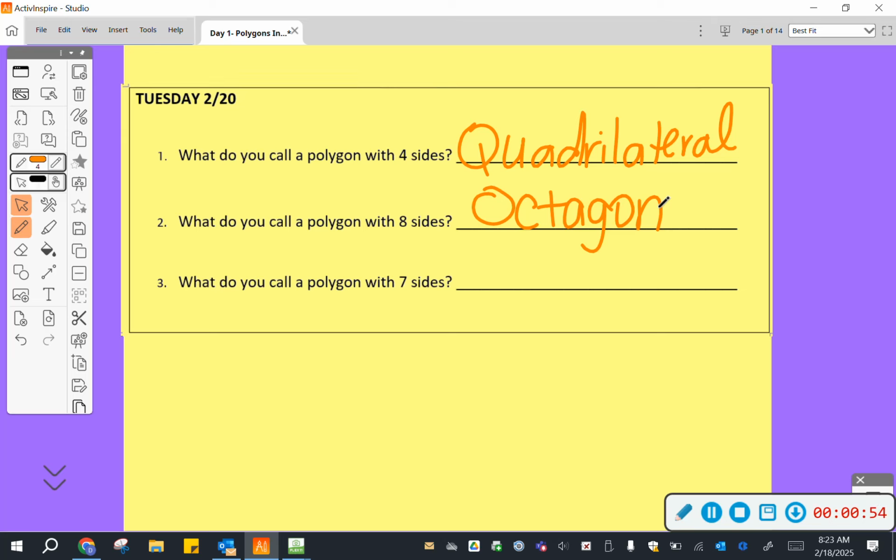And what do you call a polygon with 7 sides? Does anybody know? Did you Google it? No. Don't lie. 7 sides is one that they don't really teach, so if you know it, cool. But it is a heptagon. And I don't know why, but it has 2 names. A septagon is also the name. So a heptagon or a septagon is the name of 7-sided figures. Okay? Today we're going to talk about all the different sides and their names.